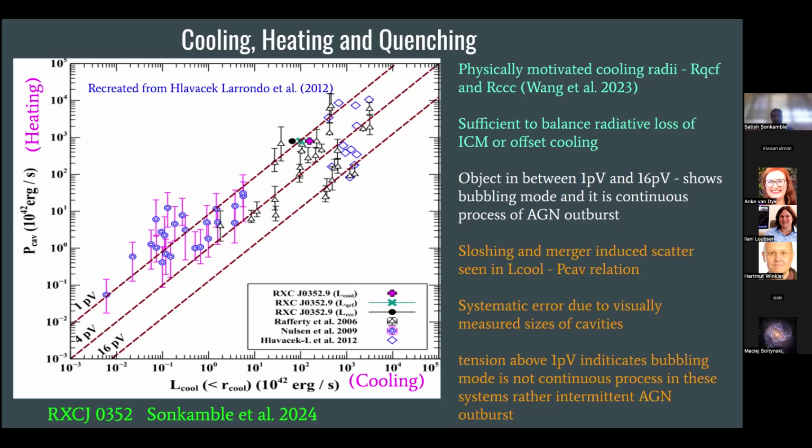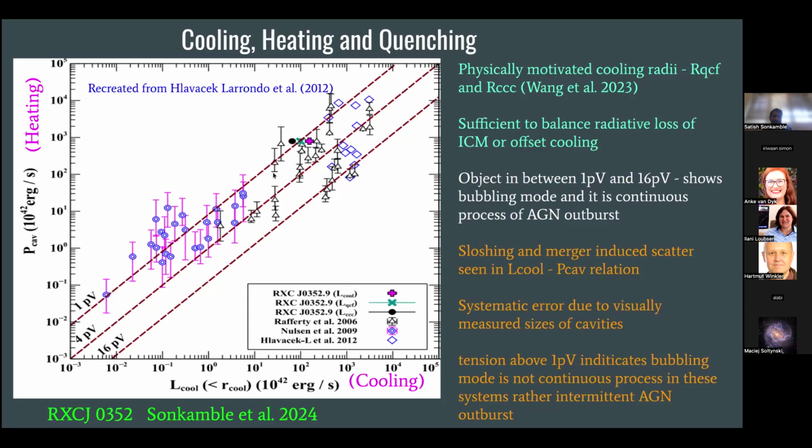And we see that the one-to-one correspondence lines between 1 PV and 16 PV, we see more objects. So it indicates that the upper side objects here are mostly clusters, and this bubbling is occurring in those clusters. It is a continuous process of AGN outburst because it smoothly fills up that correlation. Even though there are large uncertainties, it's because the cavity sizes are measured visually.